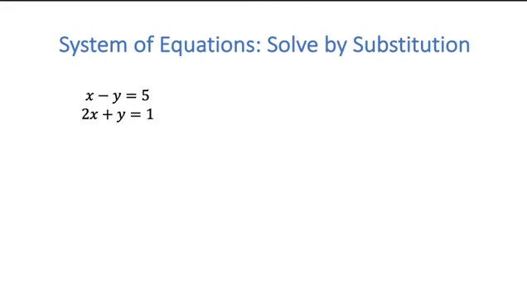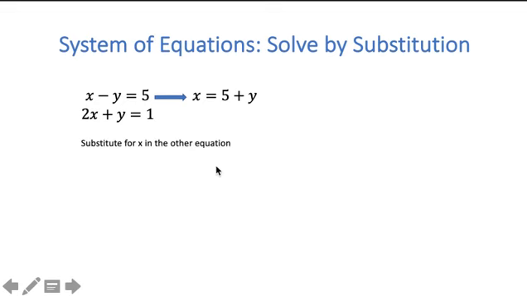Now let's solve this system using substitution. To use substitution, I want to solve one of these equations for one of the variables. So for example, I'm going to use the first equation and I'm going to solve it for x. So when I rewrite this equation, x is equal to 5 plus y. I just added y to both sides of the equation.